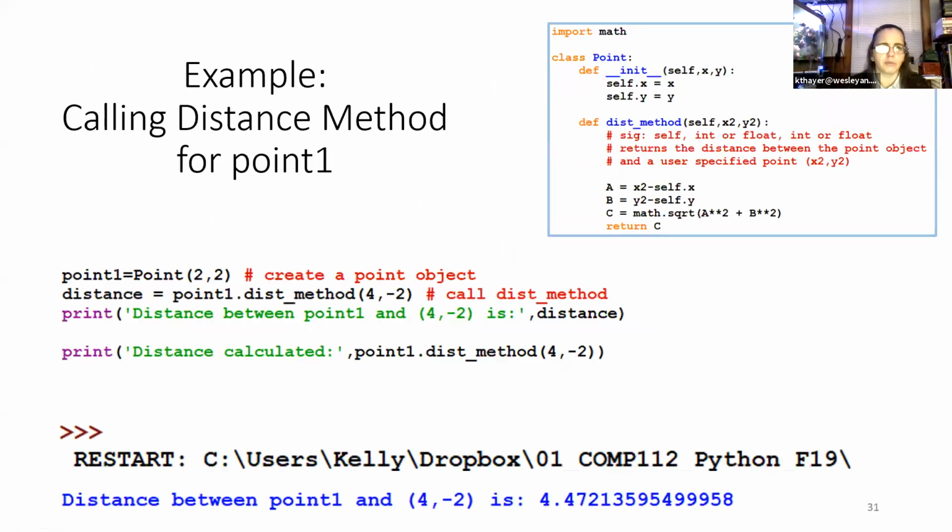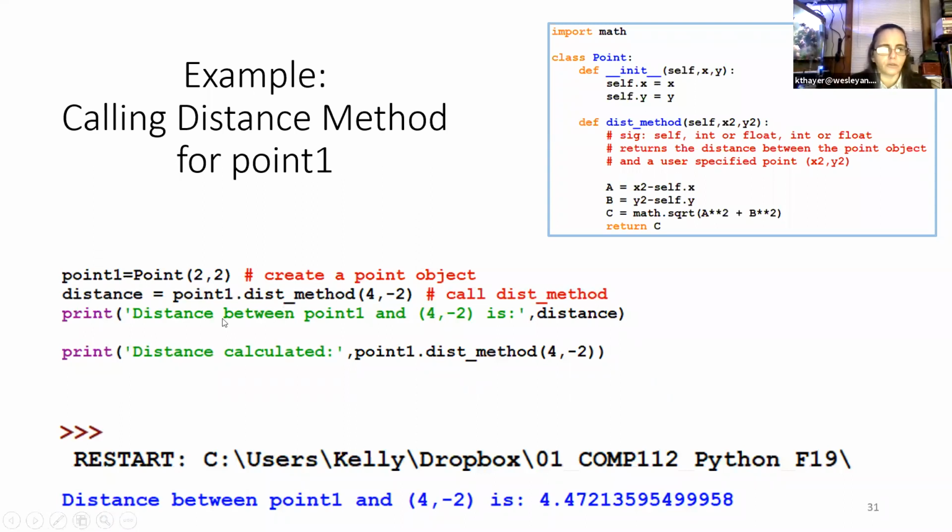So that might become a little bit more clear if we actually just take a look at an example, which is shown here. Example, calling the distance method for point 1. Point 1 here is equal to Point(2, 2). We create a point object. Distance equals point1.dist method of (4, -2). So this calls the distance method. Notice that we're only giving one point value. This is the value of the "other point." Its own point, having 2, 2, is already known because it's part of that object instance already.